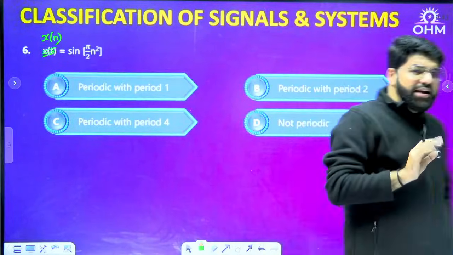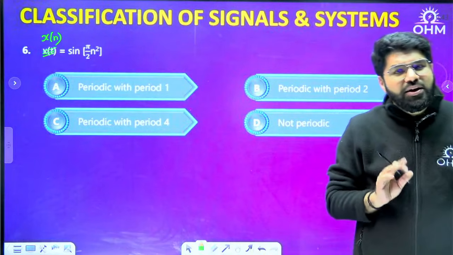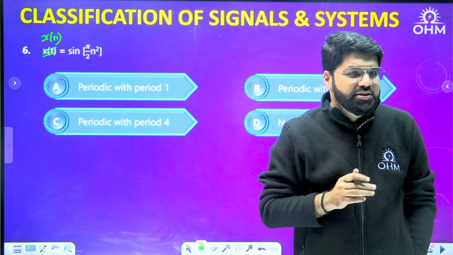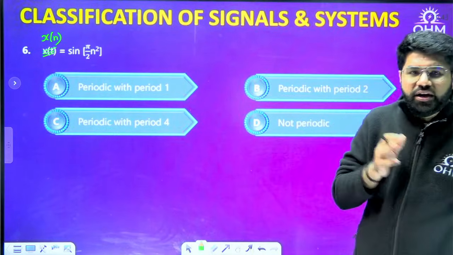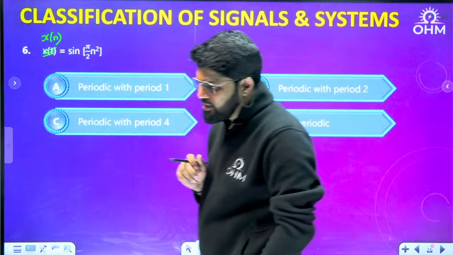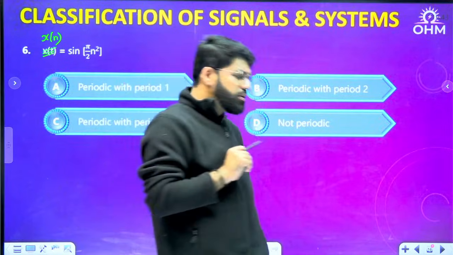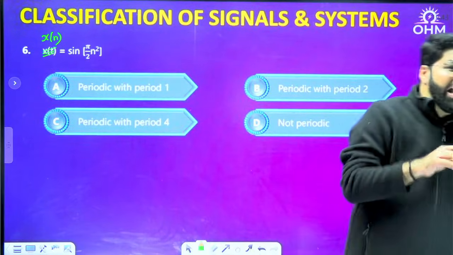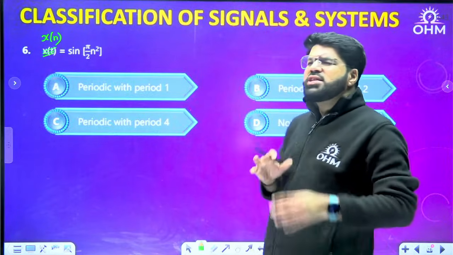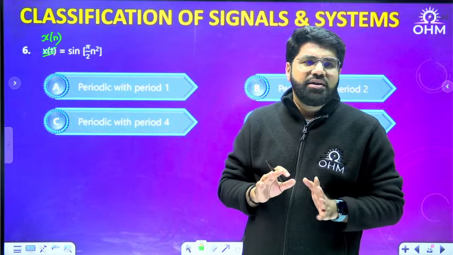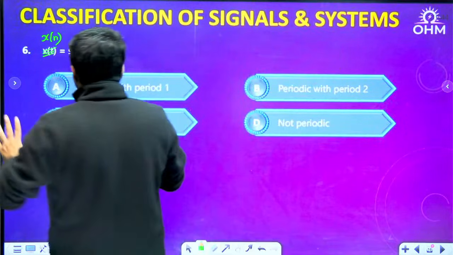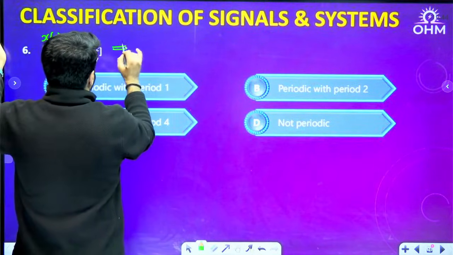See, when it is sine omega n, you know what is the result, whether the signal is periodic or aperiodic. The condition 2 pi by omega I have explained to you. If 2 pi by omega is a rational number, the signal is periodic. But what about this one? Sine of pi n square inside. So see, when any new random signal is coming, for it to be periodic, what is the condition?